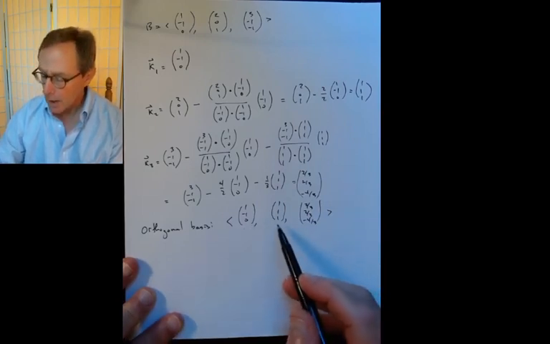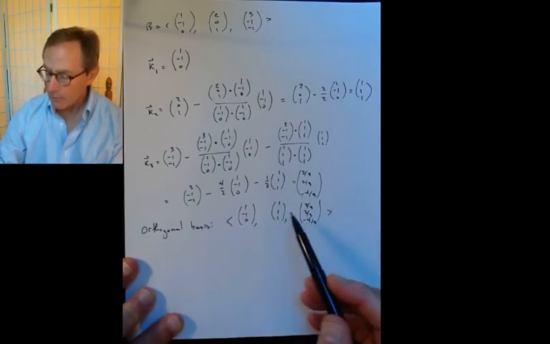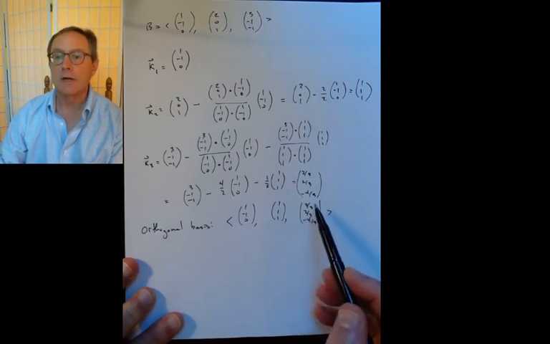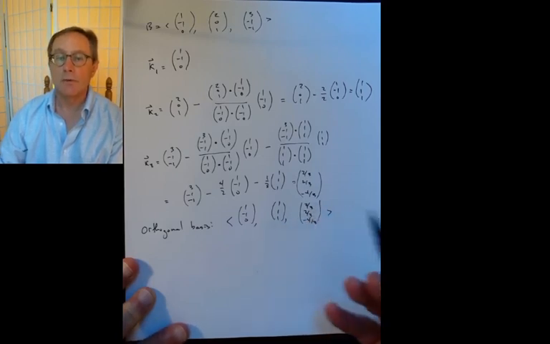Just to pick two, how about if I pick the second and the third? If you take the dot product of the second and the third, you get a 2/3, a 2/3, and a minus 4/3, and it comes out to be 0.